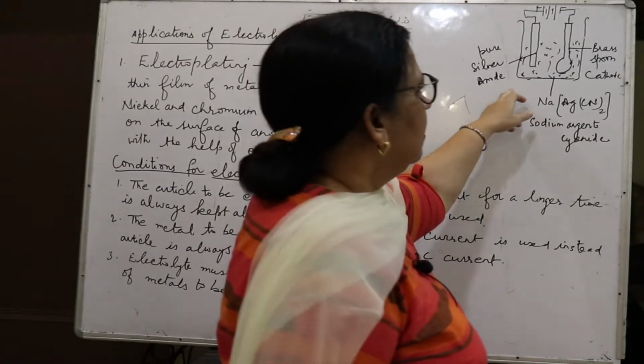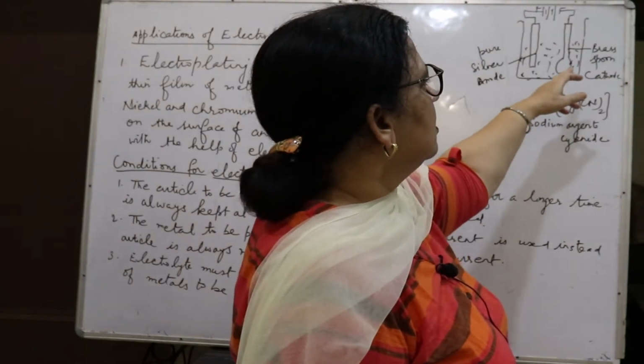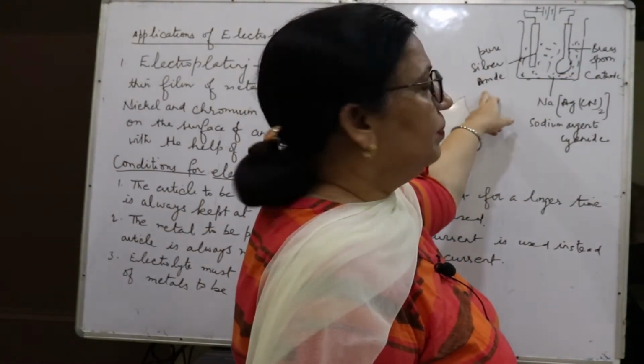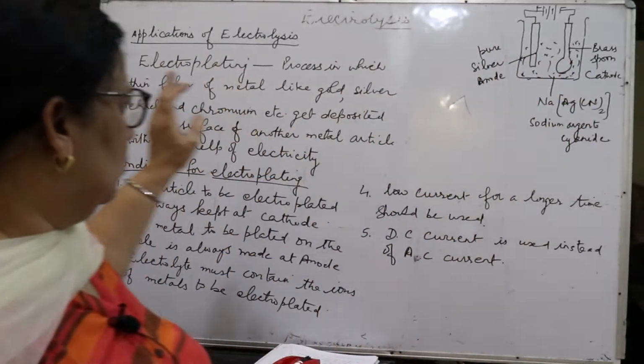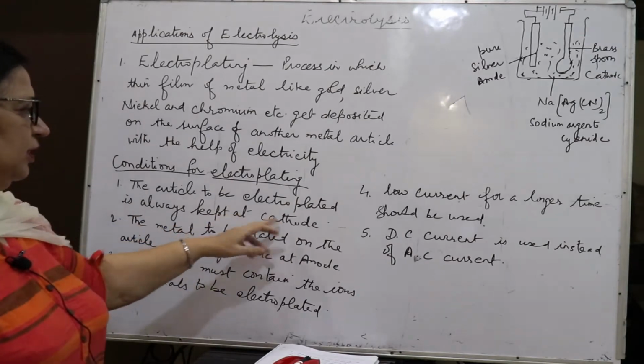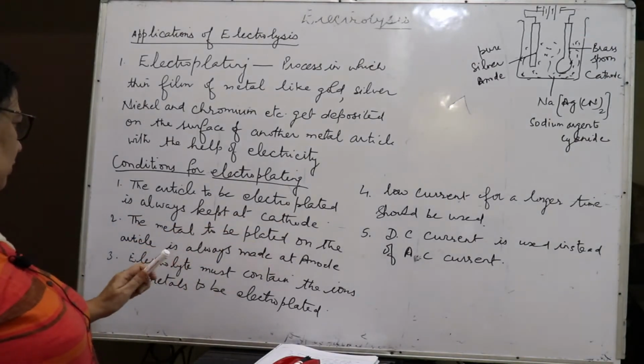Here I put the diagram: if we want to electroplate a brass spoon with silver plating, then the brass spoon should be kept at the cathode. Why should it be kept at the cathode? Because metal always gets deposited at the cathode.